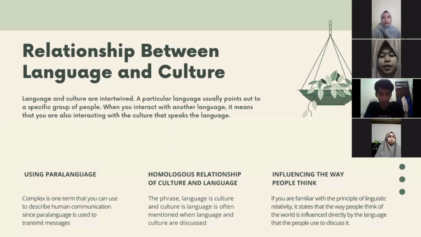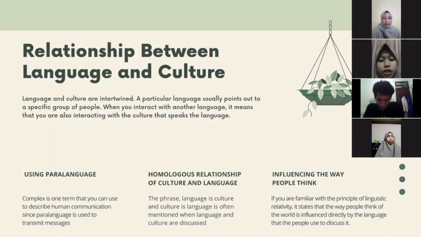She has already explained about the definition of language and culture. And here I'm going to continue with a brief explanation about the relationship between language and culture. As you can see on the slide, of course, there is a relationship between language and culture. Language and culture are intertwined. A particular language usually points out a specific group of people. When you interact with another language, it means that you are also interacting with the culture that speaks the language.